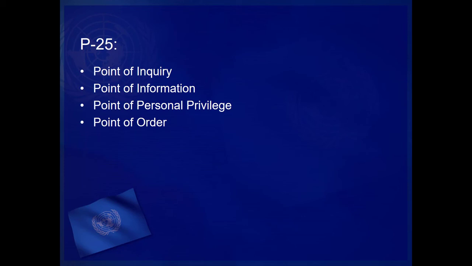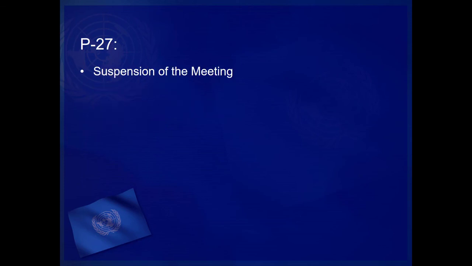Unlike a P25 point of inquiry, which is only in order immediately after a speech by another delegate and is limited in number, all other P25 rules, points of information, points of personal privilege, and points of order, are always in order and may be used in any phase of debate.